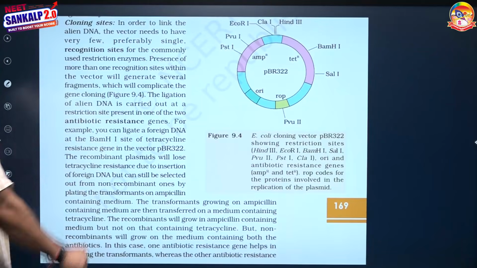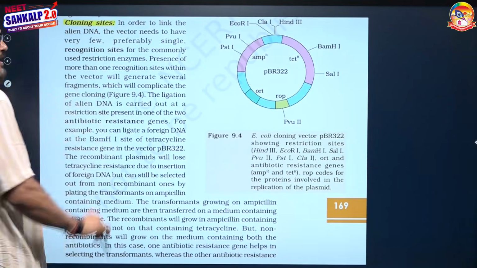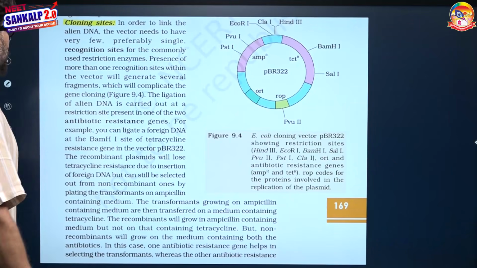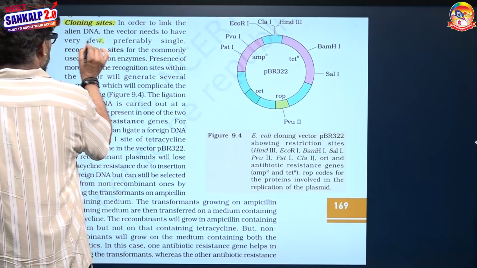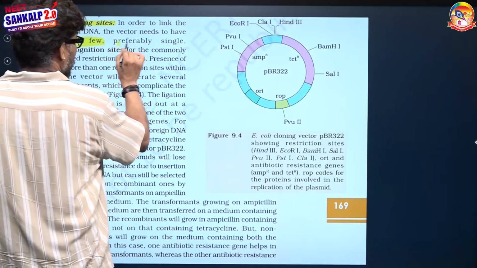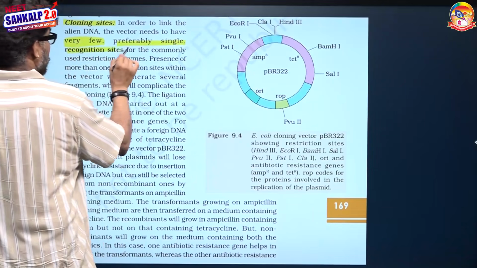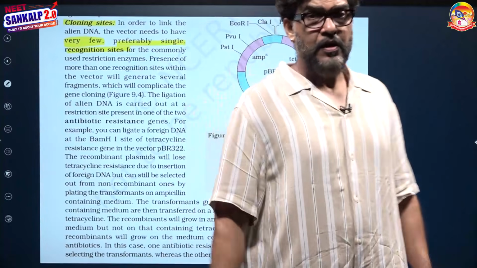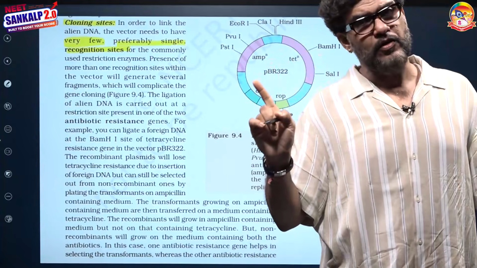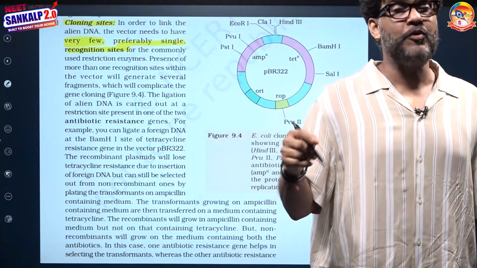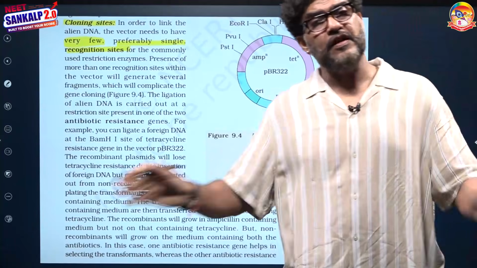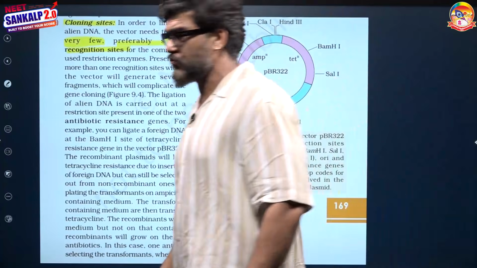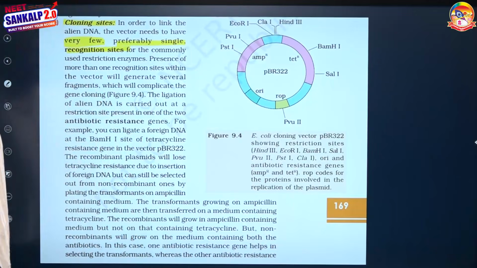Number 3, cloning sites, that is, recognition sequences. In order to link alien DNA, the vector needs to have very few, preferably single, recognition sites. It means every type of recognition sequence must be present in a single copy, because if more than one copy is present, your vector will be cut into many pieces and their joining would become a troublesome, cumbersome procedure.